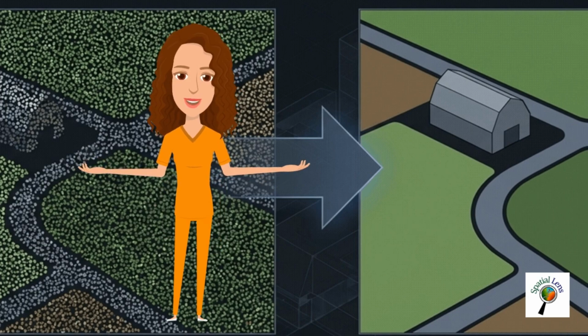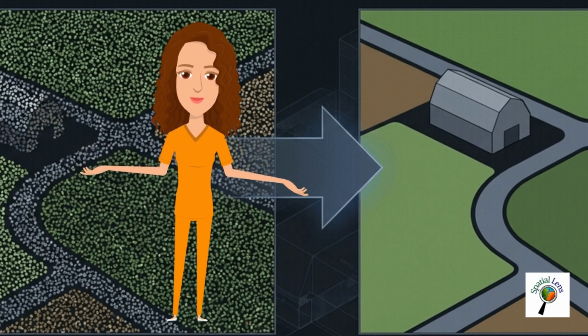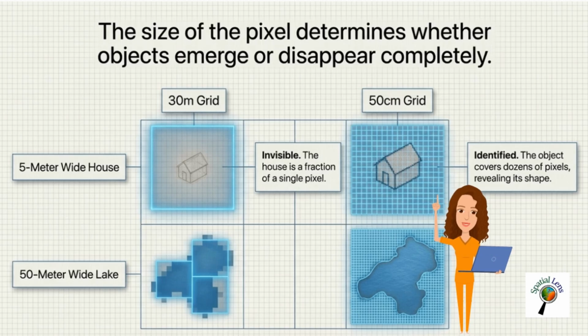Now let's understand pixel size versus object size. Suppose a building is only 5 meters wide. If the satellite has a spatial resolution of 30 meters, that building occupies only a small fraction of 1 pixel and may not even be distinguishable. However, if the satellite has a spatial resolution of 50 centimeters, the same building covers many pixels, revealing its actual shape and boundaries. This is why high-resolution satellites can identify individual houses, vehicles, and small roads, whereas coarse-resolution satellites cannot.